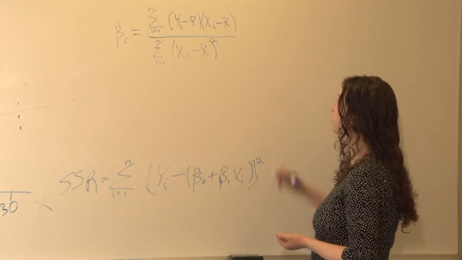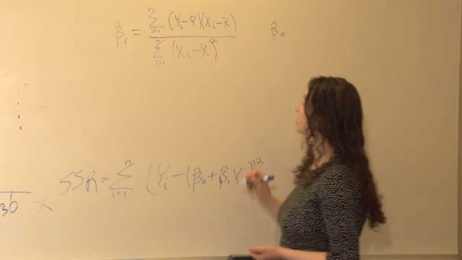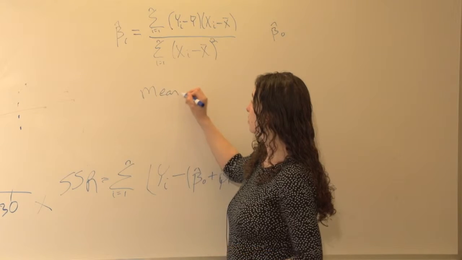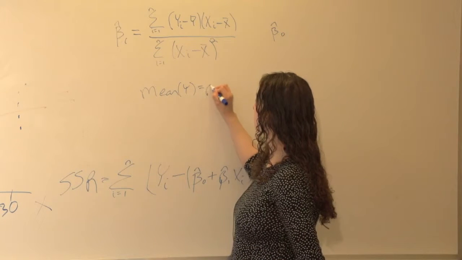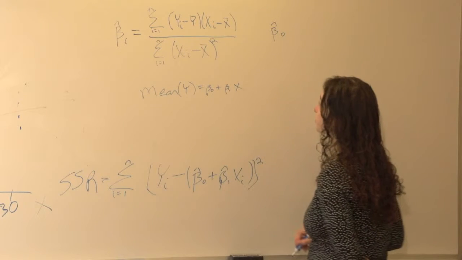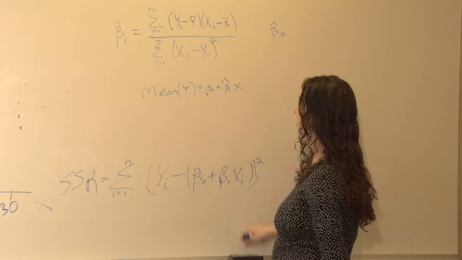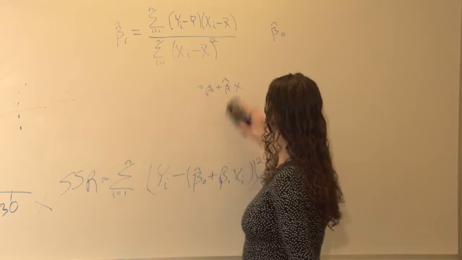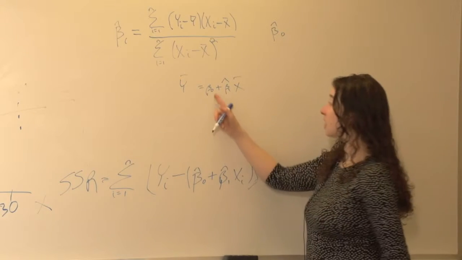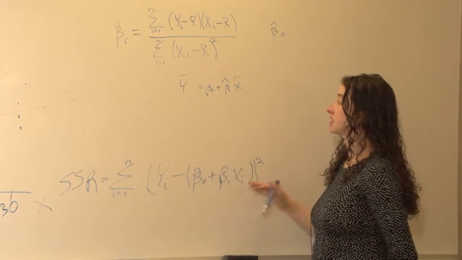OK, and if we wanted to then get an estimate for beta 0, what we do is we plug it in. So we have our regression equation. The mean of y is equal to beta 0 plus beta 1 x. If you plug in that estimate of beta 1, and then you plug in here y bar, and you plug in here x bar, and you solve, that's what beta 0 is. So beta 1 comes from minimizing the sum of squared residuals.